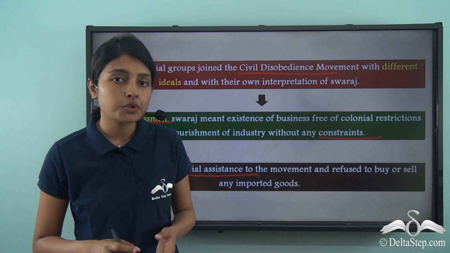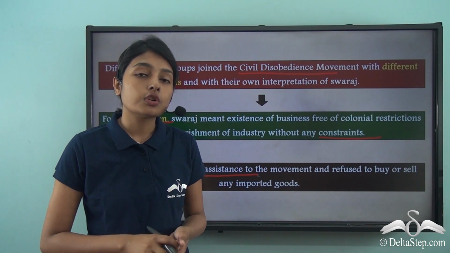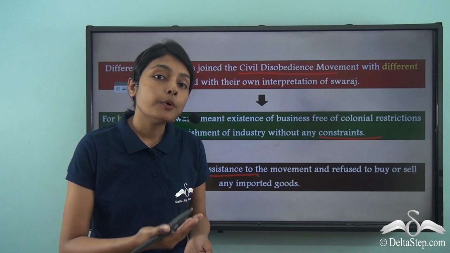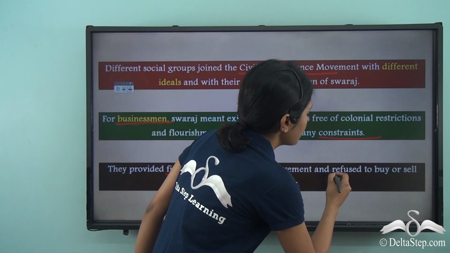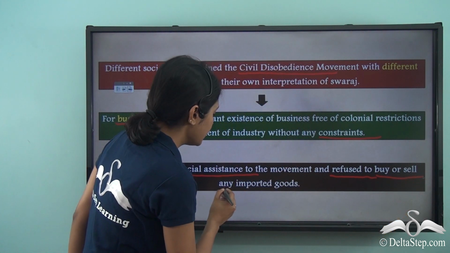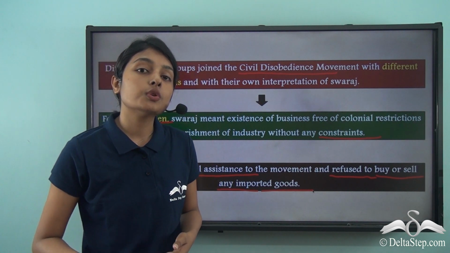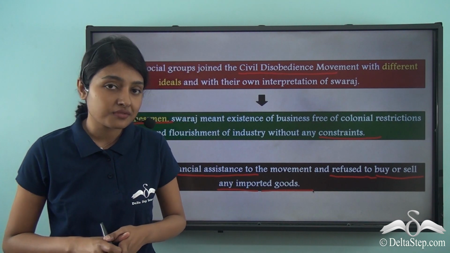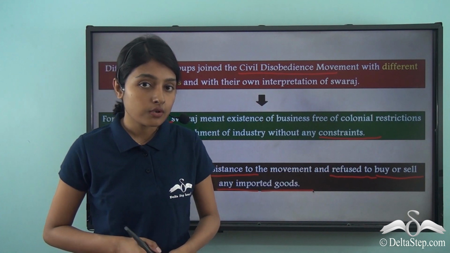At the same time, these rich businessmen also demanded that a proper ratio should be maintained between the sterling euro and the Indian rupee so as to control or curb the import of foreign goods. And they wanted to ensure that they all refused to buy or sell any imported goods. So they were trying to help their own industries thrive, and they were trying to stop import of foreign goods.